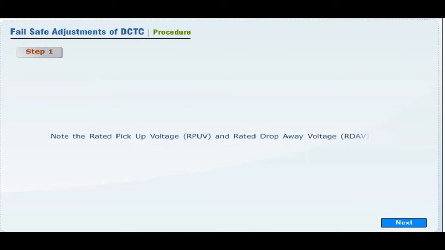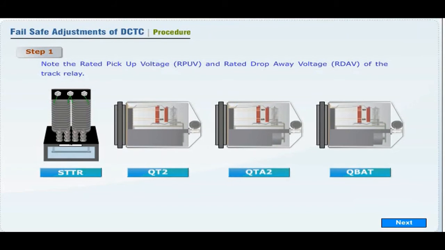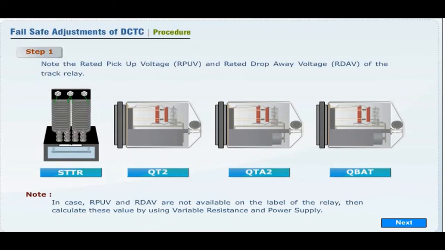Fail-safe adjustment procedure. Step 1. Note the rated pickup voltage and rated drop-away voltage of the track relay. In case RPUV and RDAV are not available on the label of the relay, then calculate these values by using a variable resistance and power supply.